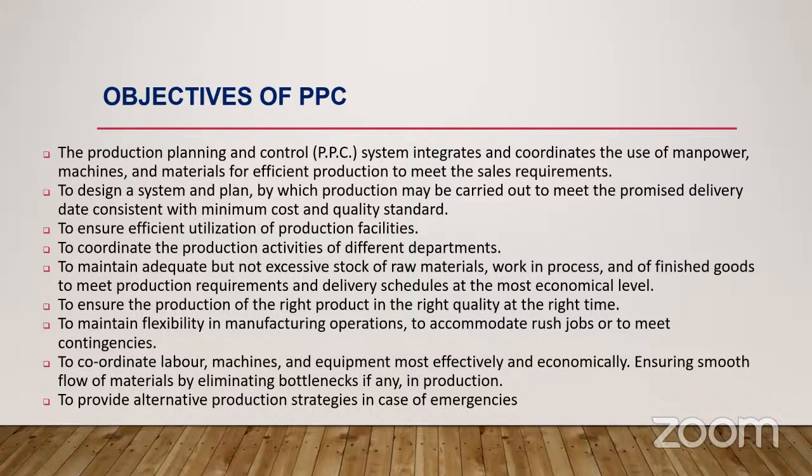Then comes coordinating the labor, machines, and the equipment most effectively and economically, ensuring the smooth flow of material by eliminating the bottlenecks, if any, in the production system. Because production flow will be easy if and only if there are no such bottlenecks. Even if we find some bottleneck in a department, we try to modify it. We have to change the department layout so as to minimize or eliminate all kinds of bottlenecks in the manufacturing process or the flow of the production process.